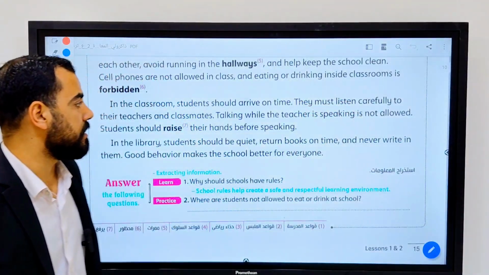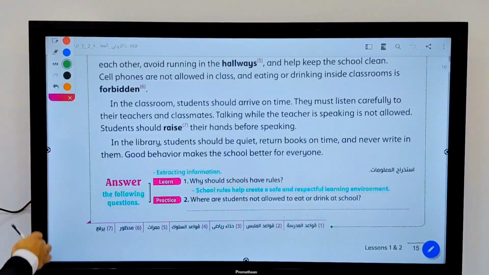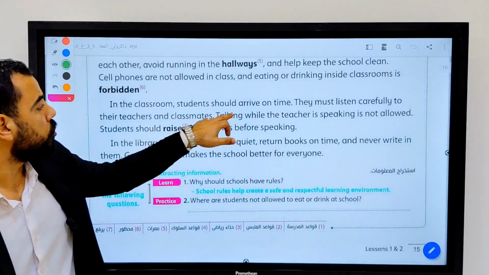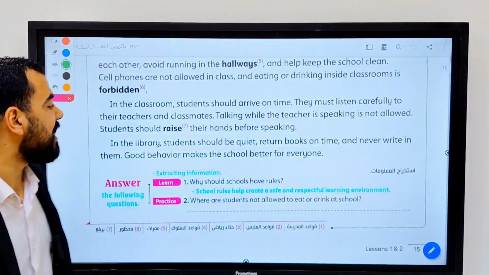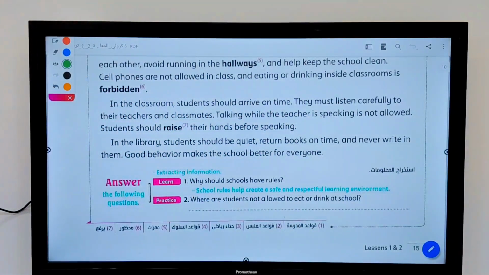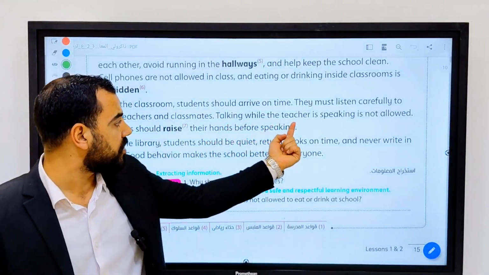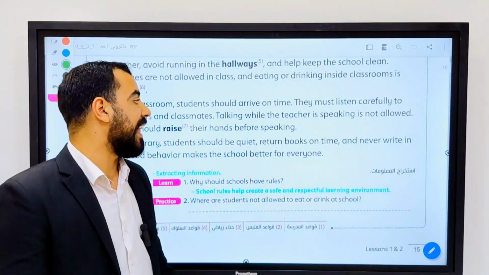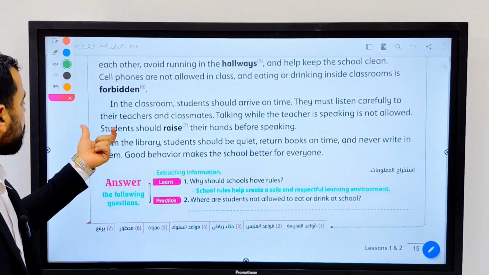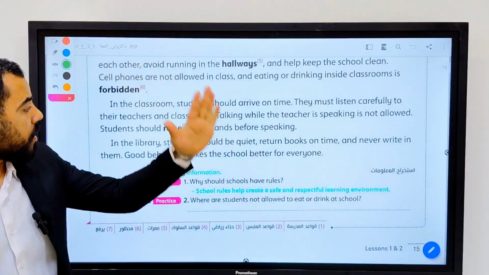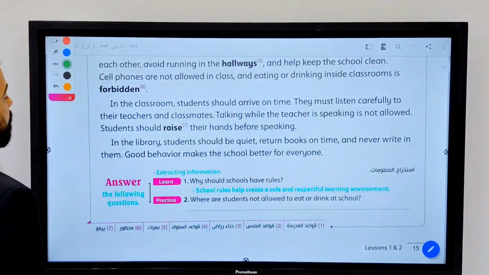They must listen carefully. So these are the school rules in the classroom. Students should arrive on time. They must listen carefully to their teachers and classmates. Talking while the teacher is speaking is not allowed. Students should raise their hands before speaking.